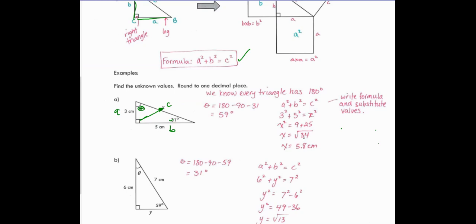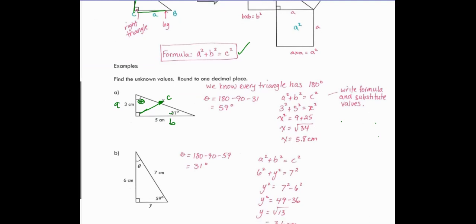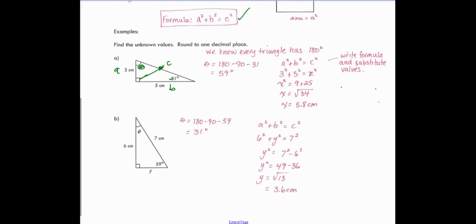All right, so the square root of 34 then, and to get rid of this square on the x, you must square root, right? So then you square root both sides. What you do to the left, you do to the right, and we get 5.8. Now, does it get more complicated? A little bit if you are missing one of the legs. For this example, we can do the internal angles again. 180 minus 90 minus 59 will give us theta of 31 degrees.